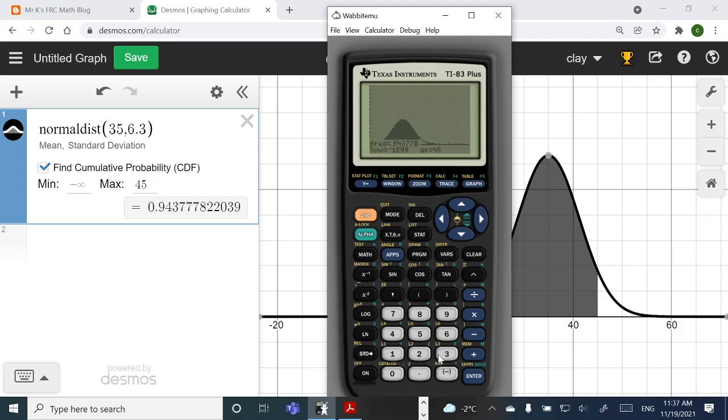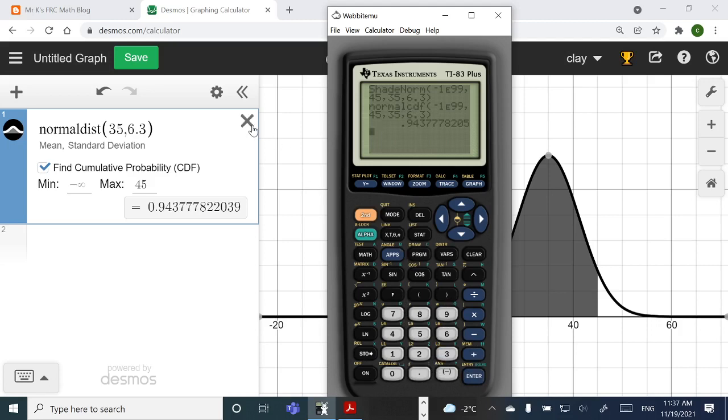Remember that if I don't care about the drawing, all I want's the numbers. The easier way to do it is to go and just ask for a normal CDF, which is 2 on that, and then enter the same numbers. Negative 1E99, comma 45, comma, they're getting mesmerized by watching their calculator draw. 6.3, close the brackets and hit equals, boom, 94.3. Okay, so there we go.